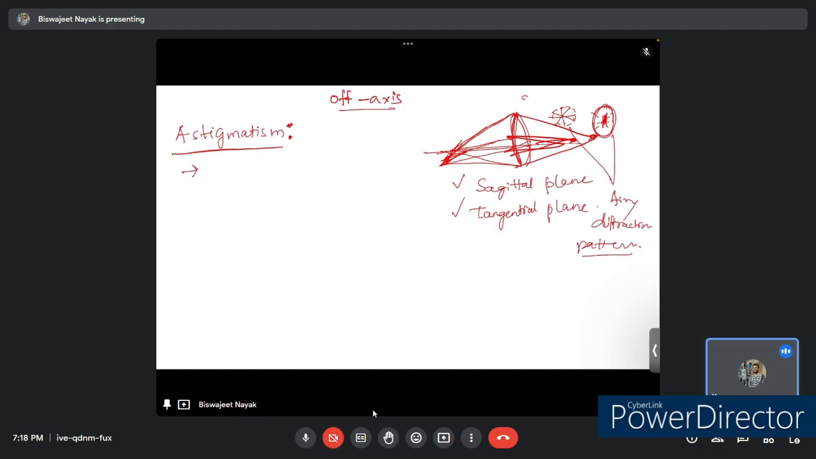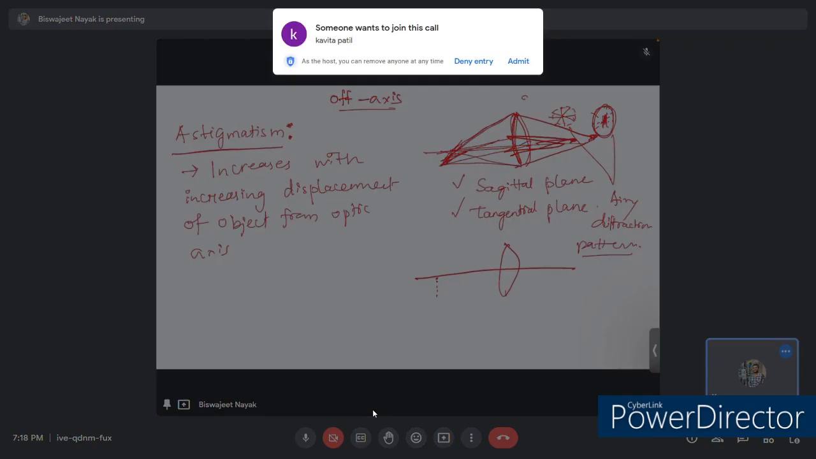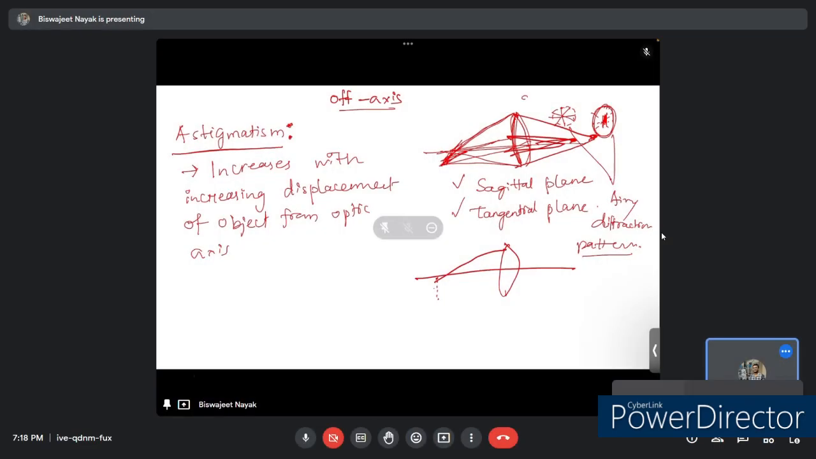So here this problem increases with increasing displacement of object from the optic axis. When this is our optic axis, as we move away from the optic axis, this problem starts to increase.